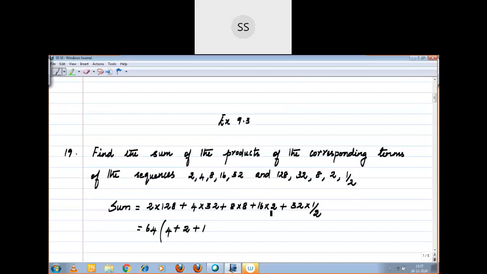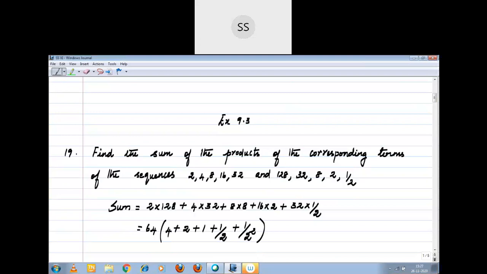Now, here 32 is there, but I took 64 as common. So what should it be? 1 by 2, right? Again, here I took 64 as common. Here what should it be? 1 by 2 square. Got it, children? 1 by 2 square, that is 4. If you divide 64 by 4, what can you get? 16. The same thing you arrive here also. 16 into 2, 32. 64 divided by 2, 32.